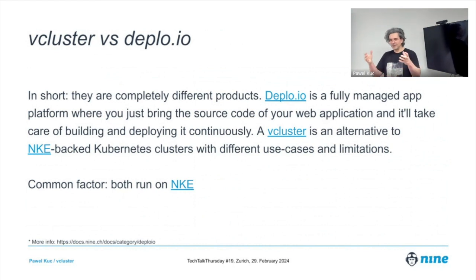So the common factor is that both products run on the host cluster. At the end of the day, whatever we take from your Git repository with deployer and deploy, runs on our NKE infrastructure, and the same for vCluster. vCluster is just a tool running on our infrastructure. So both run on NKE, our managed version of Kubernetes, but those are completely different tools. So just to explain that.